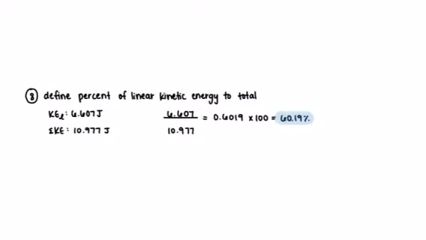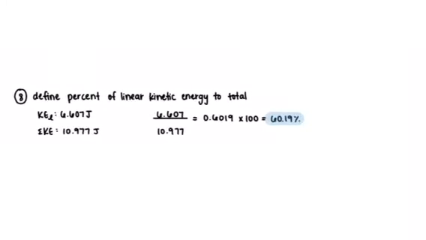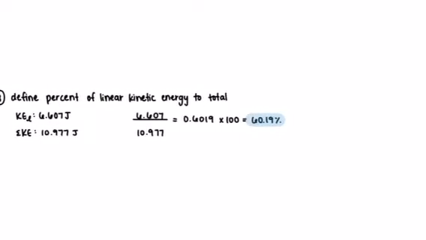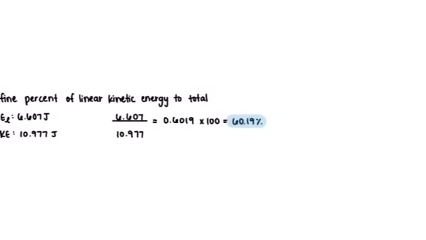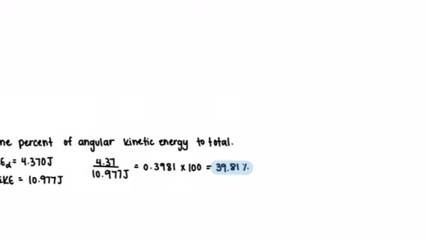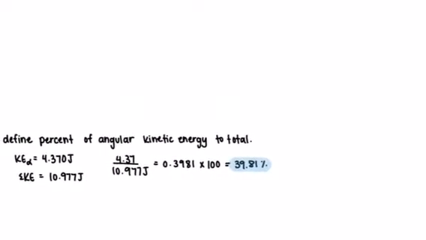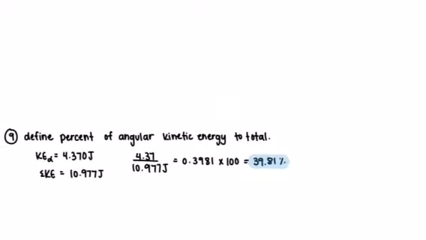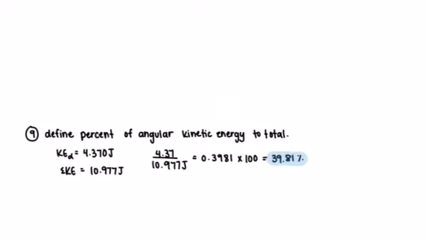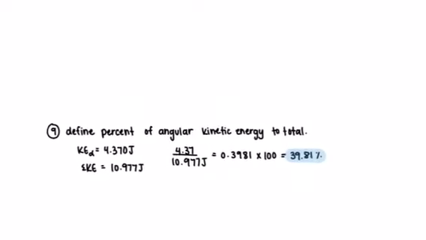Step 7 is to find the total kinetic energy, which you can get by adding the linear kinetic energy and the angular kinetic energy. Step 8 is to define the percent of linear kinetic energy in comparison to the total kinetic energy, which you can get by dividing the linear kinetic energy by the total kinetic energy and multiplying by 100. Step 9 is to define the percent of angular kinetic energy in comparison to the total kinetic energy, which you can get by dividing the angular kinetic energy by the total kinetic energy and multiplying by 100.